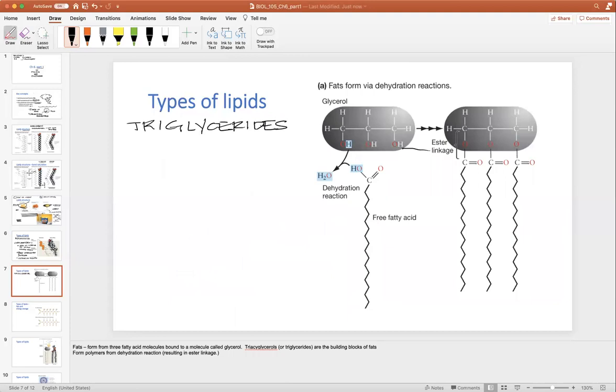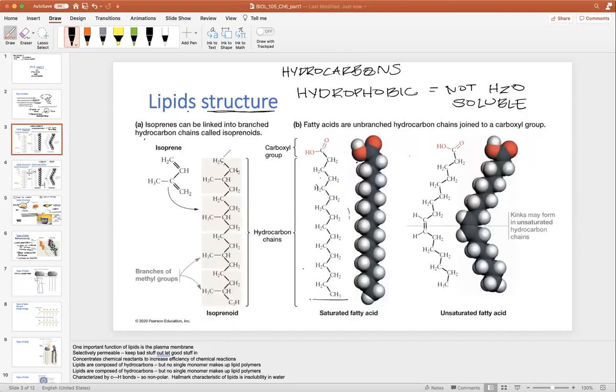All right, so what is a triglyceride? I showed you in an earlier slide something called a free fatty acid, or a fatty acid, where you have a carboxyl group up here, and then you have this long nonpolar chain. This right here is the same thing as this right here, okay?